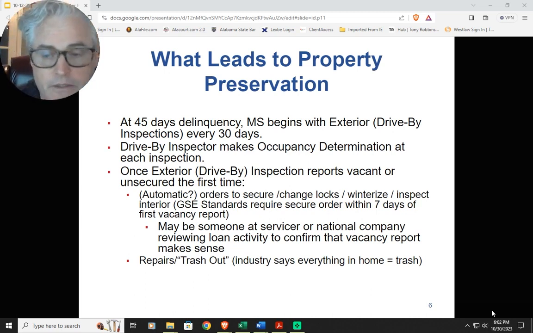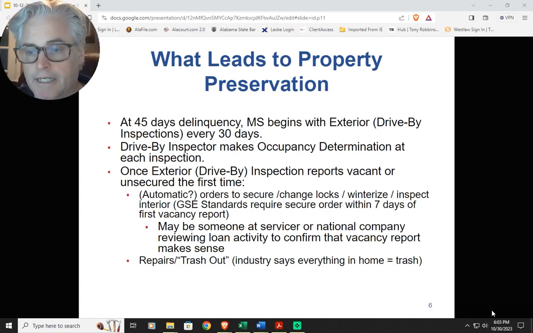Sometimes you get testimony that there's someone from the servicer or a national company reviewing loan activity to confirm the vacancy report makes sense. I've never found anyone who would raise their right hand and swear that they did it. There's always, in the better cases, lots of issues in the pictures that show the house likely wasn't vacant, or at least left doubt. So always pay close attention to the pictures that you recover when these cases are going on.